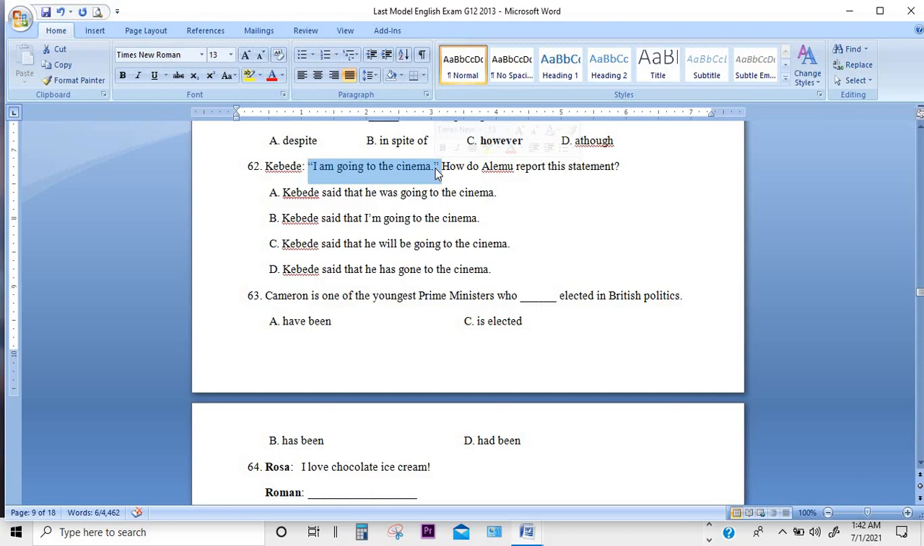There are some changes that we have to make. Basically we have about 4 changes that we have to make: a tense change, a pronoun change, an adverb change and an expression change. Whenever we want to apply a tense change we have to consider the verb in the reporting clause.